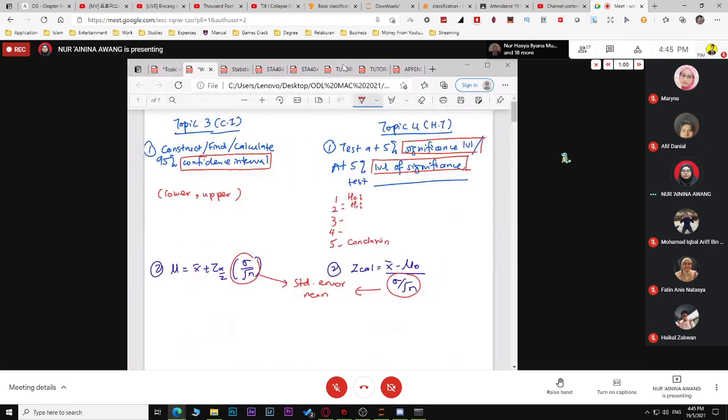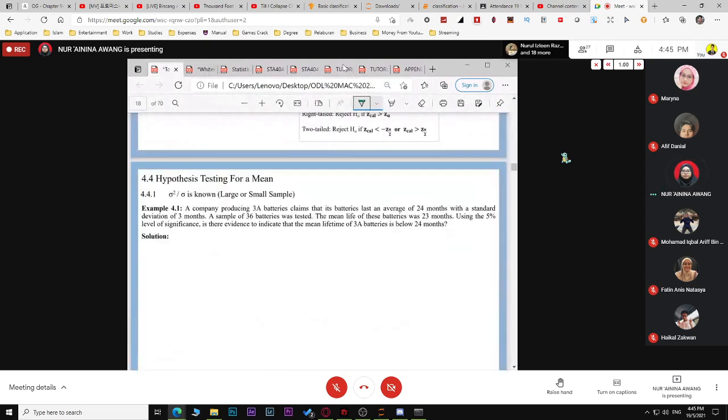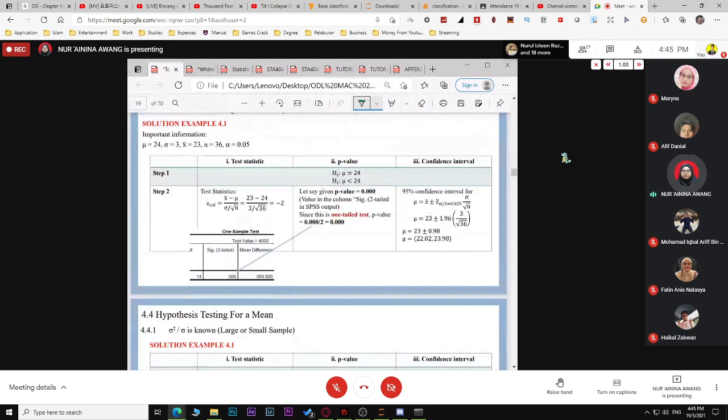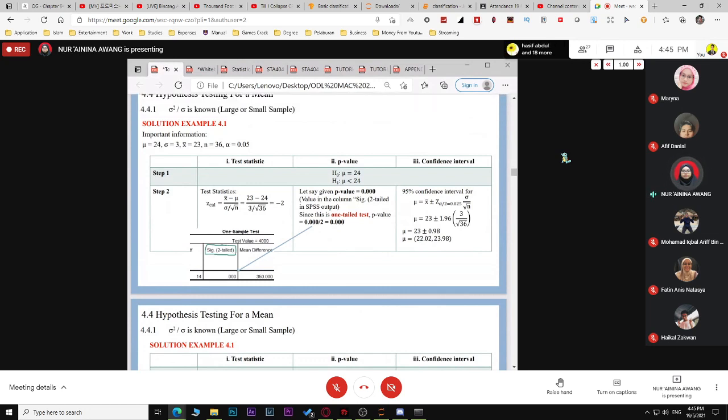Example. Okay, so later when you look at the output, your output will be written like this. Significant two-tail in the SPSS output. Okay, so we know that this is our p-value. But our p-value is for two tail, for your case unequal. Okay, so in this case, your H1 is less than.